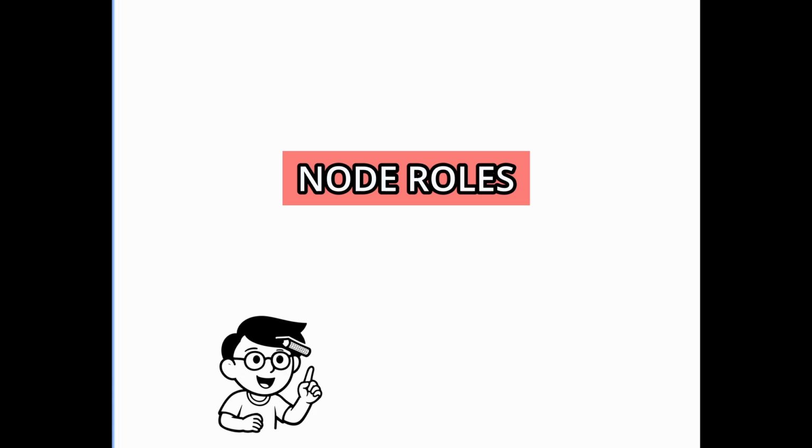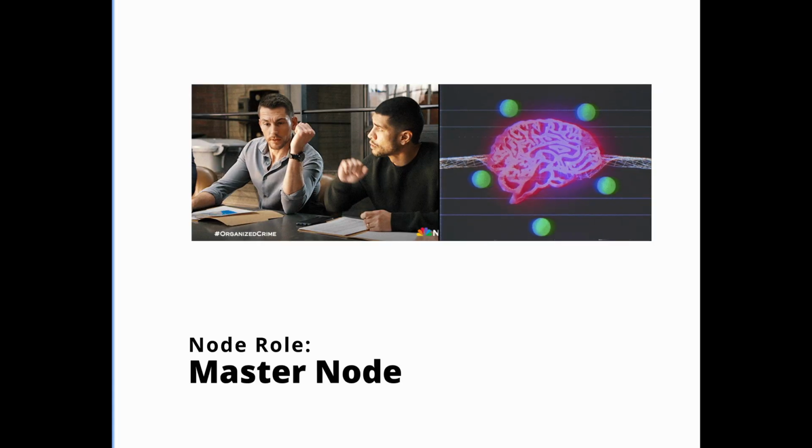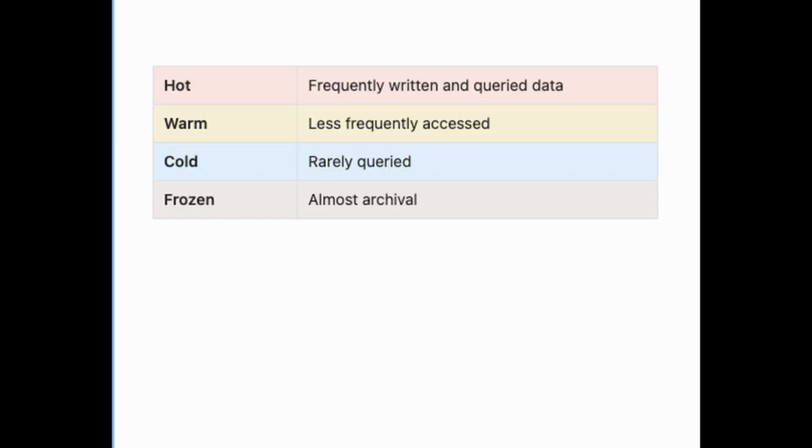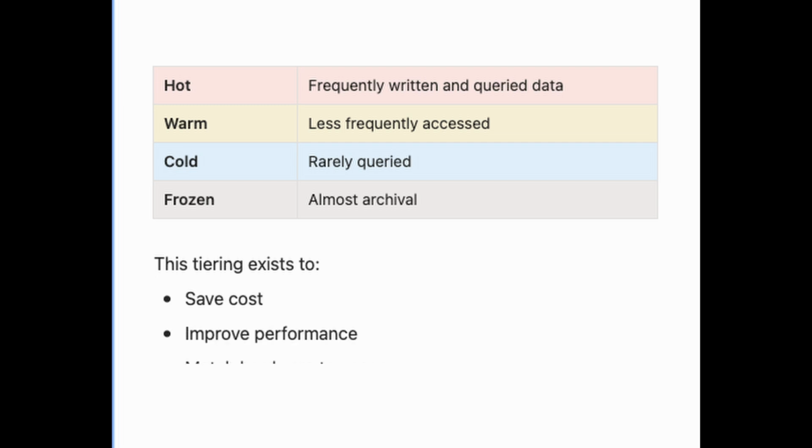Now that we understand clusters and masters, let's talk about node roles, because not all nodes do the same job. We have already talked about the master node, so let's move on to other node roles, starting with data nodes. Data nodes store the actual data, and this data is split by temperature. Hot: frequently written and queried data, for example today's logs. Warm: less frequently accessed, for example last month's logs. Cold: data that is rarely queried, could be 6-month-old logs. And the last is frozen, which signifies almost archival data, for example data that you want to store just for compliance purposes but is not being queried anymore. This tiering exists to save cost, improve performance, and match hardware to usage.